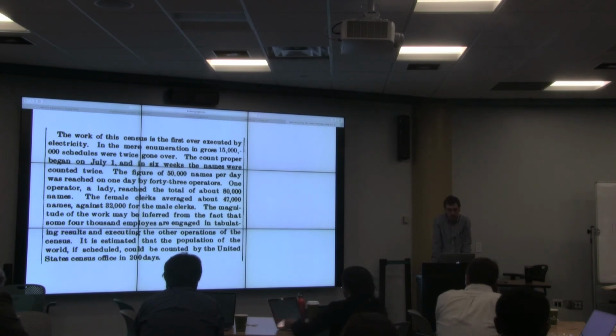So the end of the Scientific American article is saying, look how much faster we can measure and count and tabulate this data. Whereas once it would have taken days and weeks and months to do this, now we're doing it in a day or a couple days. One of the interesting things in these articles, which is familiar to those of you who do history of computing, is that women were better at this than men. They counted up the number of names that could be done in a single day. The female clerks averaged about 47,000 names against 32,000 names.